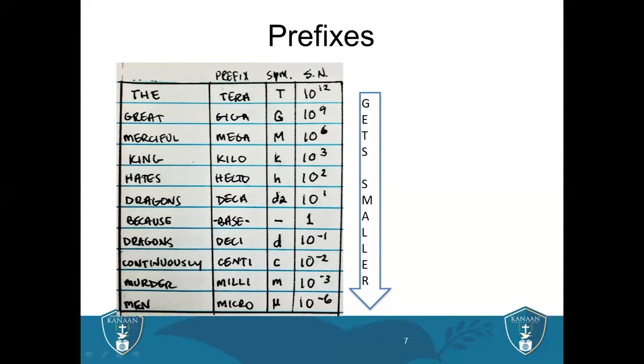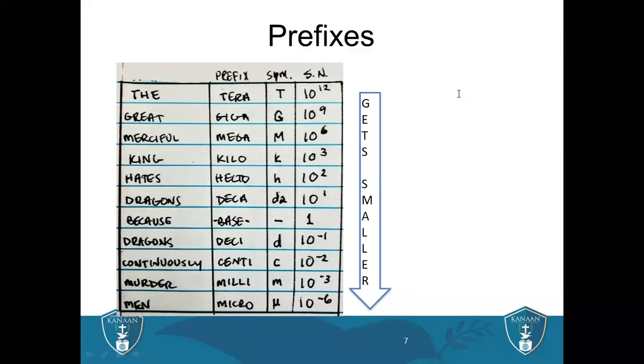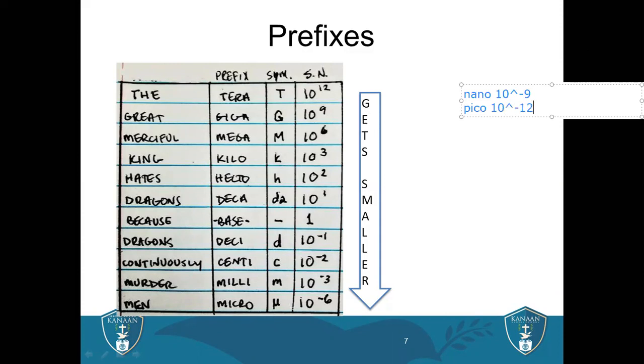These other ones are called, wait, let me go type it in. There's more: there's nano, and there's pico, which, if I'm not mistaken, nano is 10 to the power of -9, and pico is 10 to the power of -12. Okay, moving on.